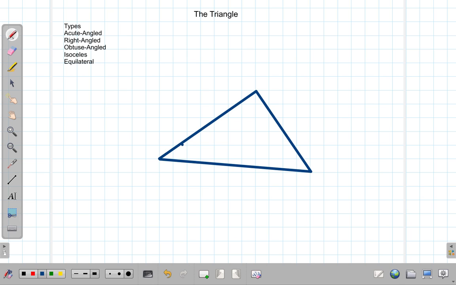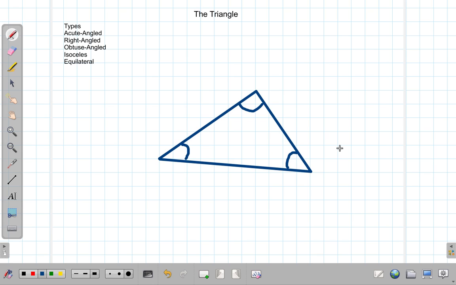Here, this is one angle. Then I have a second angle and a third angle. These are the internal angles. And these internal angles, the sum of all 3 of them is always 180 degrees. So the internal angles add up to 180 degrees, always.